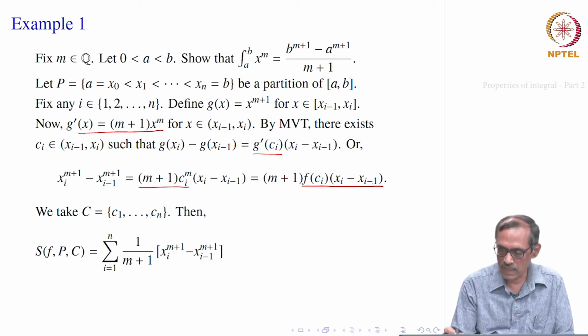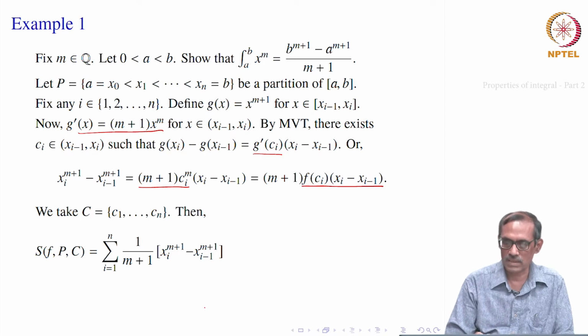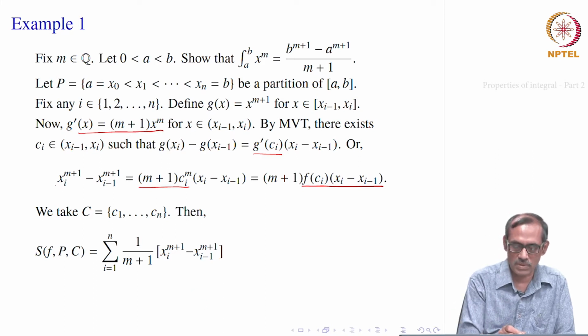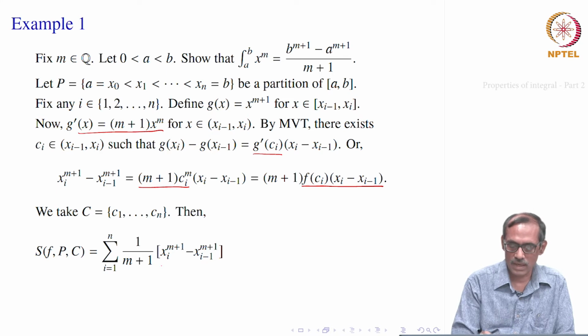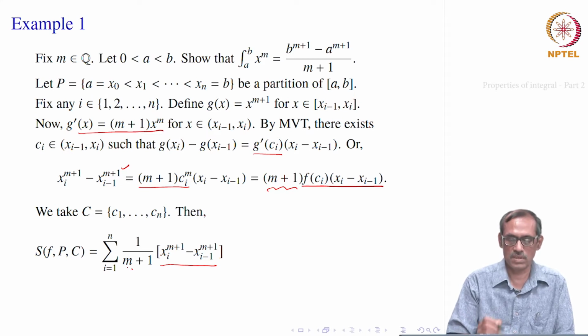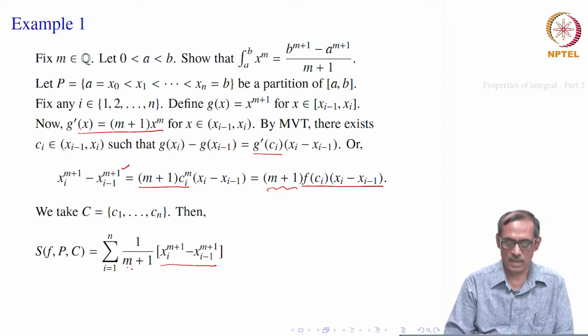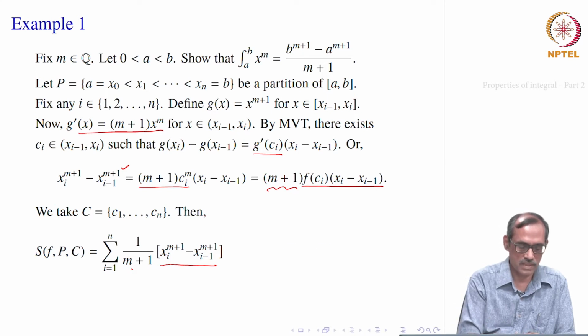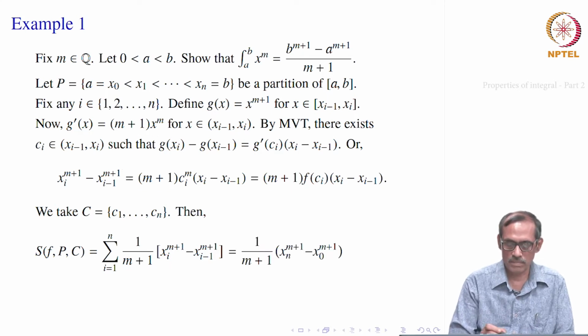Therefore, f of c_i times (x_i minus x_{i-1}) equals x_i to the power m plus 1 minus x_{i-1} to the power m plus 1, divided by m plus 1. So, this becomes the Riemann sum. Now, you want to sum it. So, what will be the sum? m is not dependent on i, we take it out, 1 divided by m plus 1. Then the sum of all these numbers, where x_i is varying.